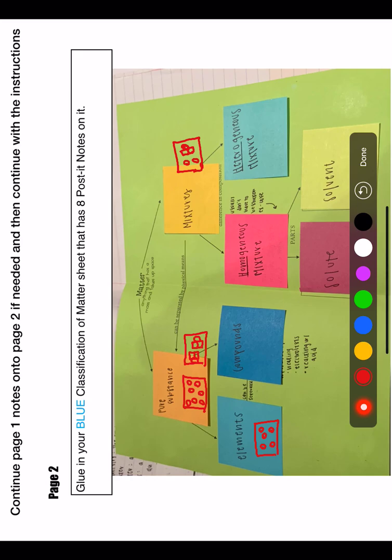A compound is where you take two or more different, and the key here is different, elements, and you chemically combine those.